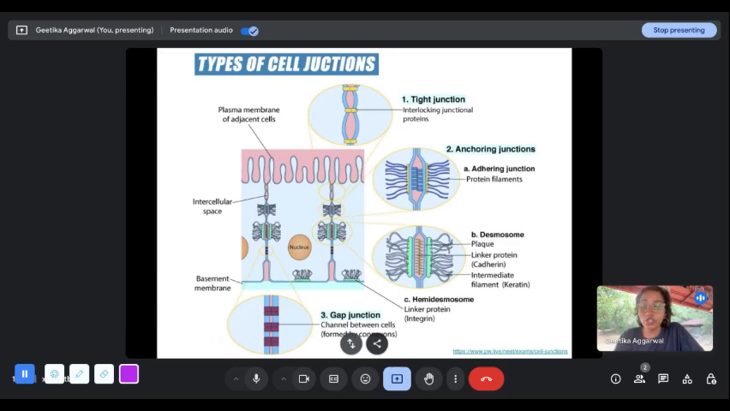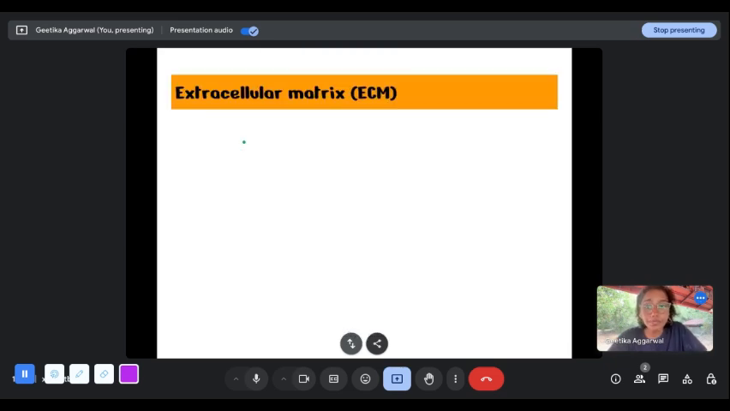And there are these gap junctions, which have channels between the cells, which lead to transfer and exchange of materials and signals between the two cells. Okay, so these are the different types of junctions that are present in the cell.